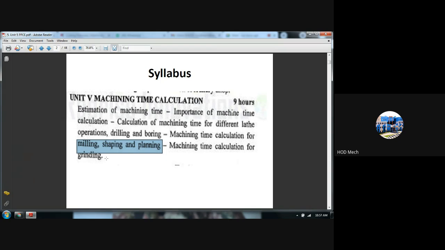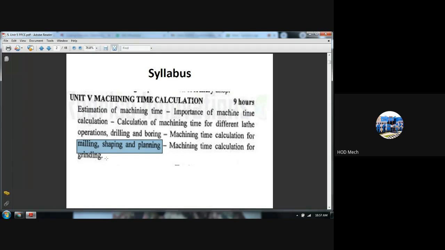So when you look at the formulation of this particular module, you can easily find how it has been classified. Lathe operations, drilling, boring are classified in one category where the process seems to be the same with regard to machining time calculation. The second set is the procedure of machining time calculation will be similar for milling, shaping, and planning. And finally, you will be having grinding operation.